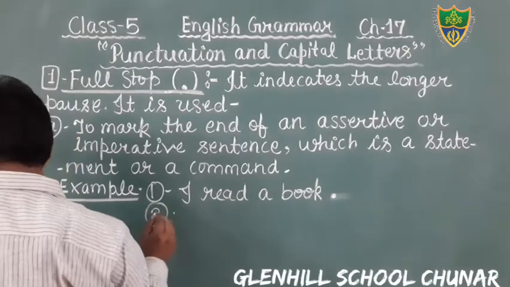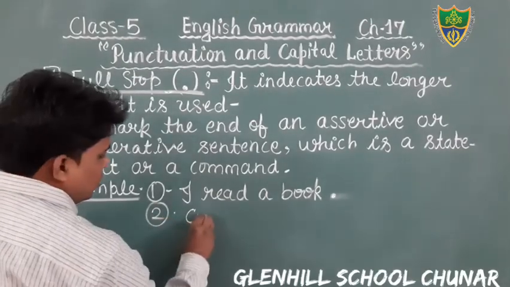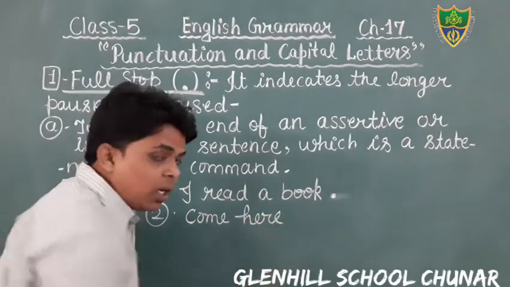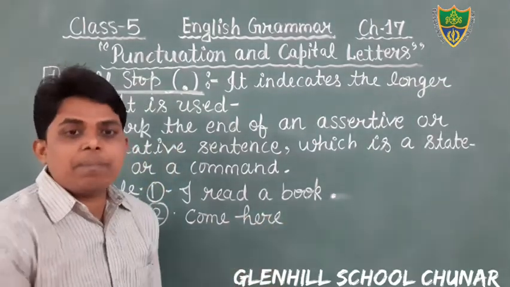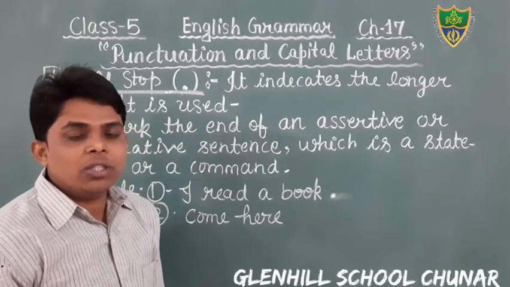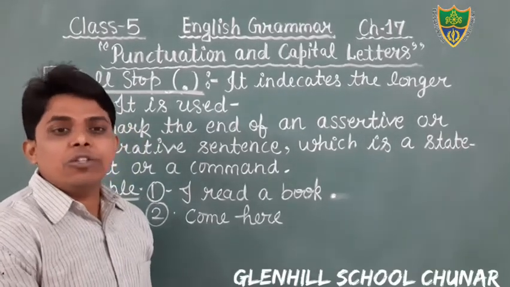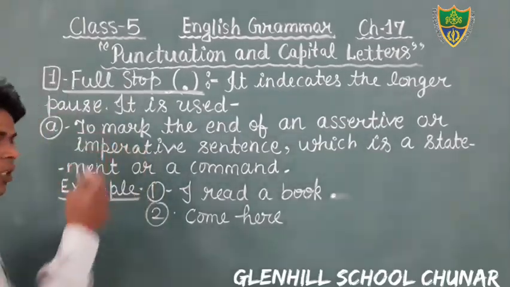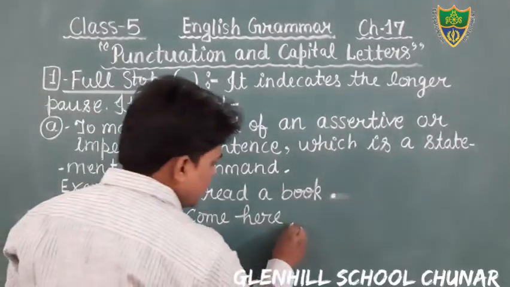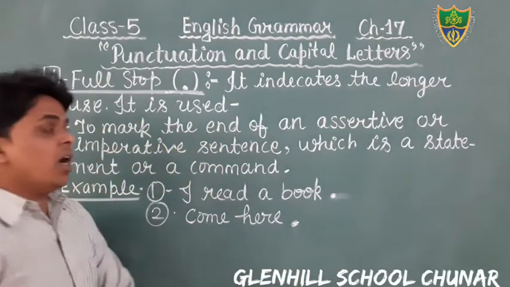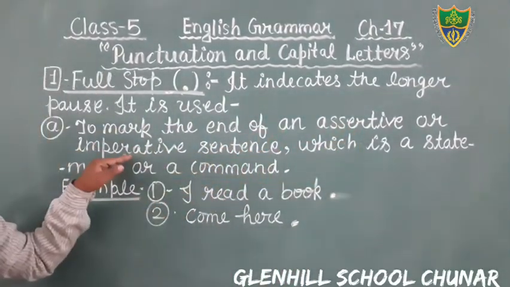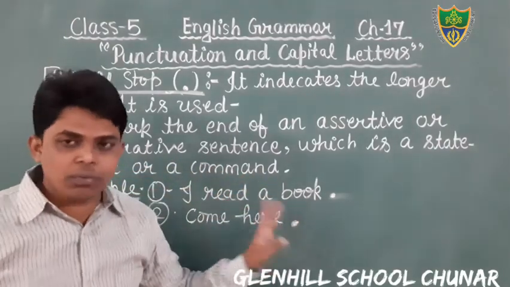Another sentence we can say, come here. This is what? It is a kind of order. Come here. Or we can say, please come here. Or we can also say that you should come here. This is an imperative sentence. Okay? So at the end of assertive sentence and imperative sentence, we use the full stop.